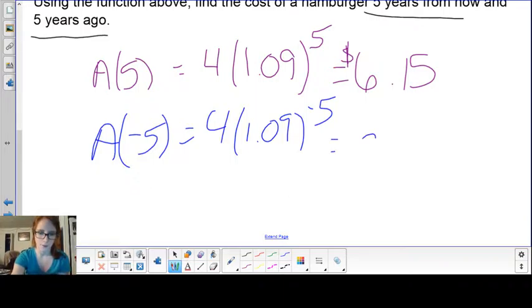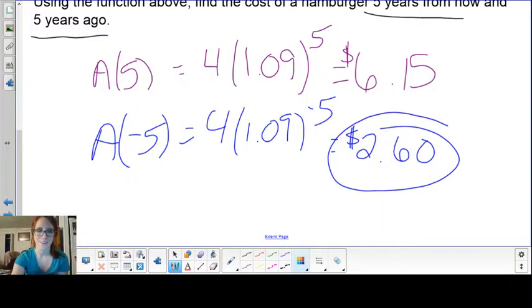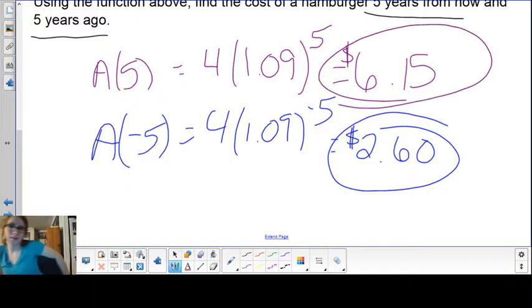And that gives me $2.60. So 5 years ago, a hamburger cost $2.60. In 5 years from now, it'll cost me $6.15. And that's because of inflation.